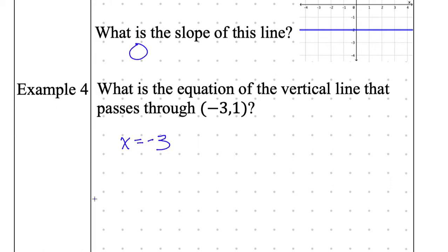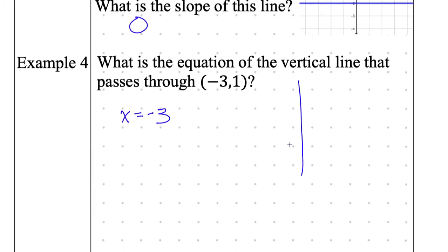Oh, you have a question, Charles? The 1 means that it just happens. If I were to look at this on a graph, and I have (-3, 1), which is right about there, it's saying that while x equals -3 is the equation of the line, this is a point that's on the line. I could have (-3, 2), (-3, 3), (-3, 4). (-3, 1) just happens to be one of the points on that line. Yeah, good question.